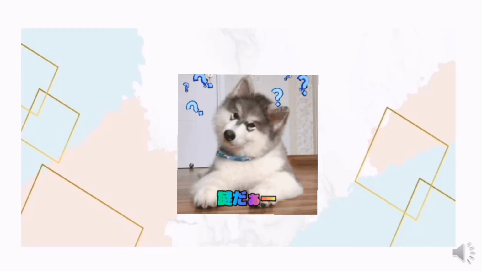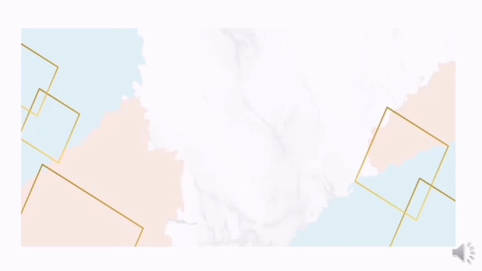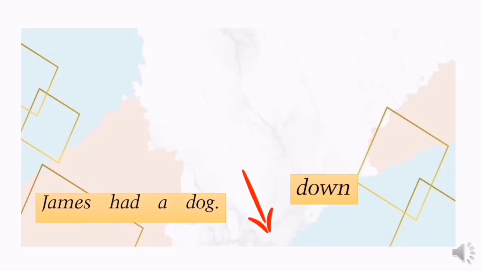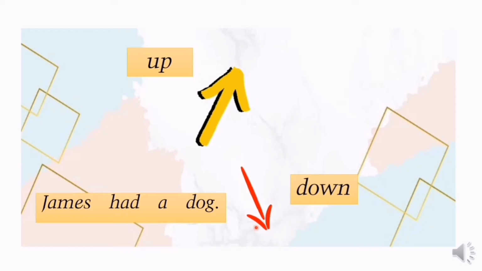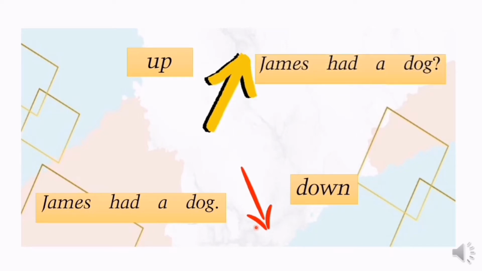In the first sentence, the intonation went down, which shows a completion of the thought. Let's read it. James had a dog. For the second sentence, the intonation went way up, which shows an emotion of surprise. James had a dog.